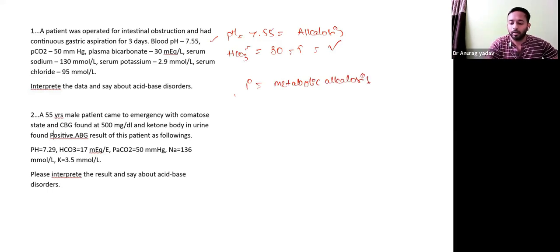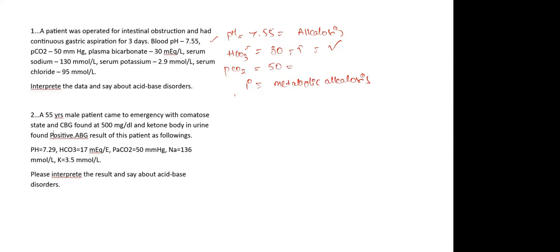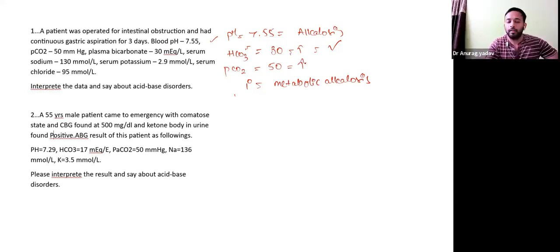Now you see the third component, the partial pressure of carbon dioxide. What is the level of carbon dioxide? It is 50. Now, do you think 50 is increased or decreased? Yes, it is increased. So if we want to tell compensation, what should be the direction of the movement of the parameter? Same direction. When bicarbonate is increased, carbon dioxide is also increasing. So whether compensation has started? Yes, compensation is there.